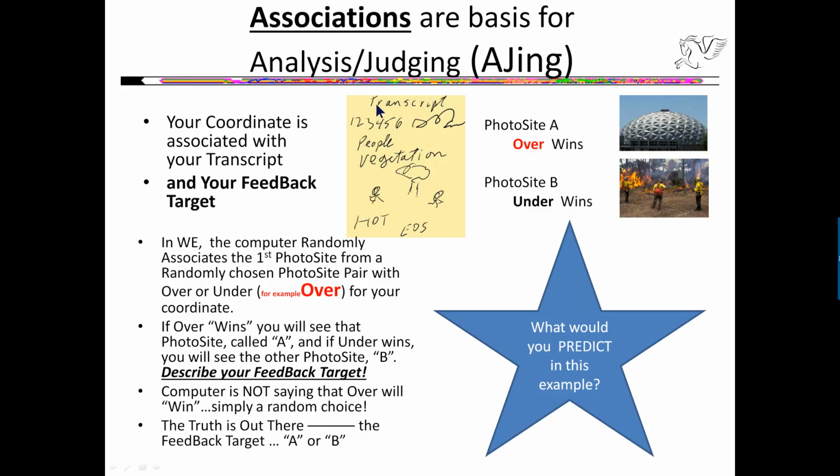Now, imagine if that under transcript said structure and drew something like a triangle, had an arc shape, maybe even had squares in it, an arc shape and then squares, where you would have given that a high score. That transcript then would be telling you that under wins directly. And it would be shown with photo site A, because under indeed was the winner.